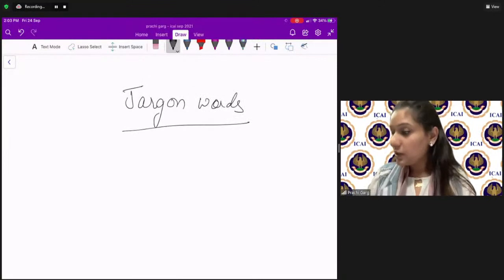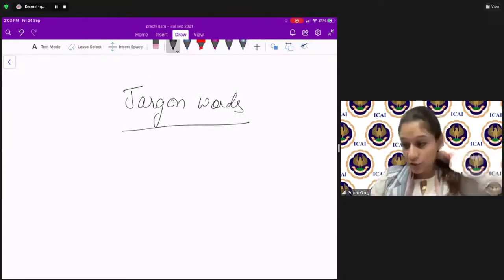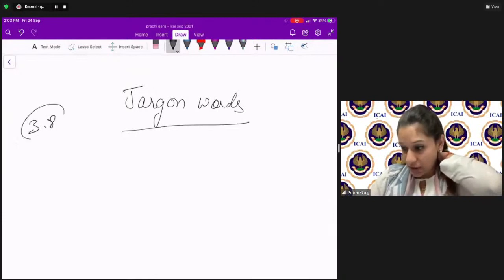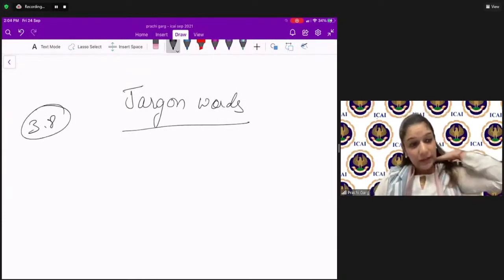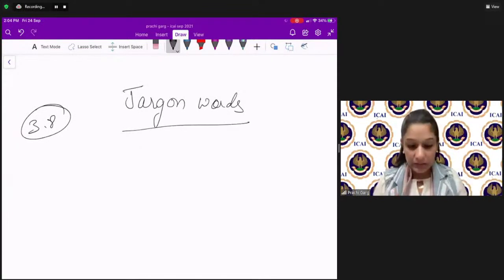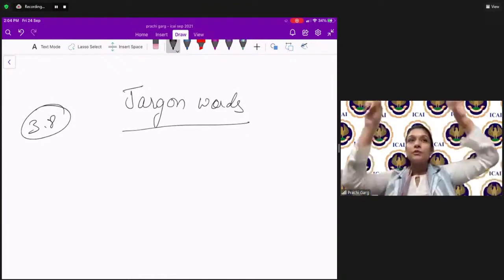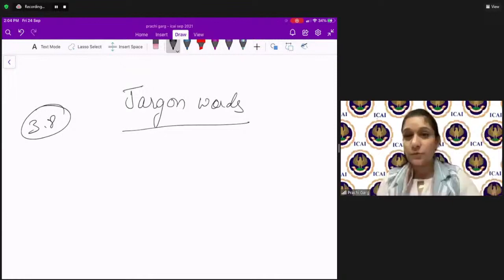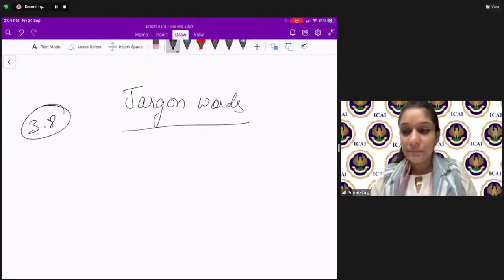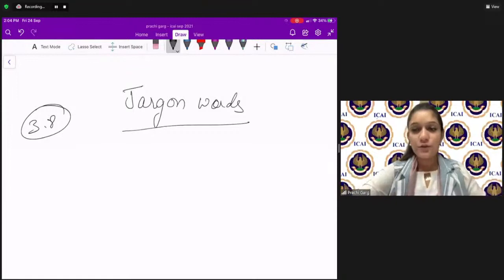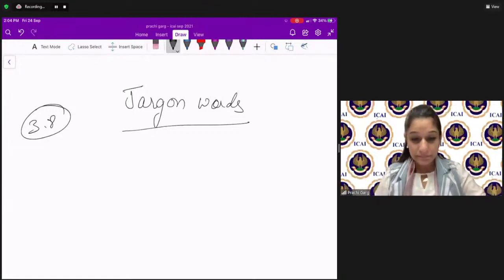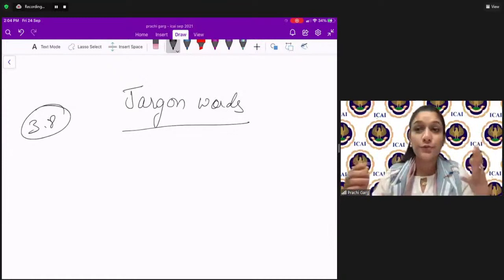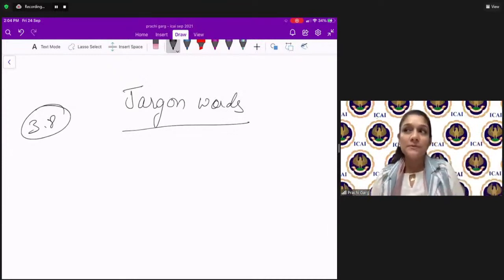Okay, so we're going to talk about jargon words. It's in page number 3.8 of your study material, which is in the box. Okay, now this is primarily not really part of the broader classification of types of vocabulary, but we thought that you should know about what jargons are and what does it mean and how you can use it, because this helps you professionally, right? So now, what is jargon word?